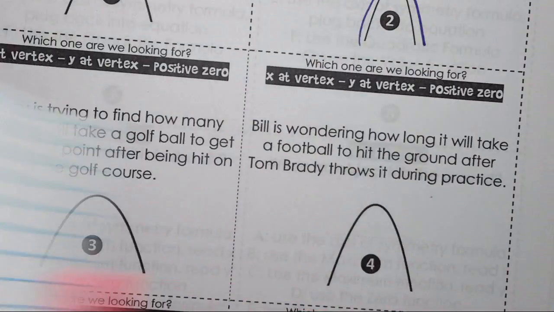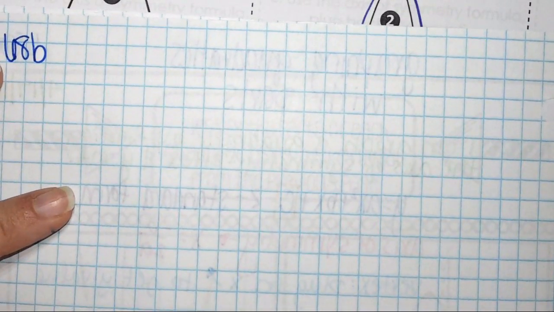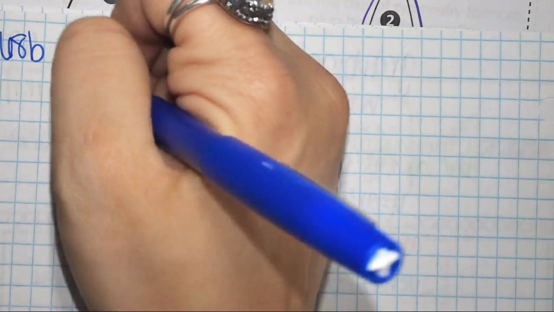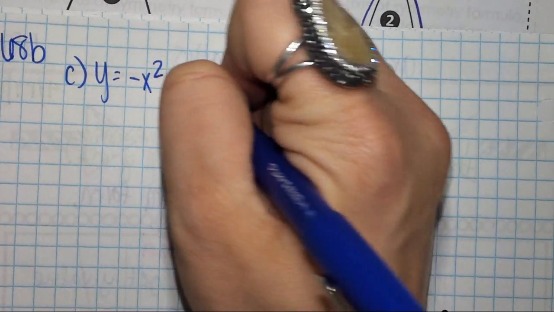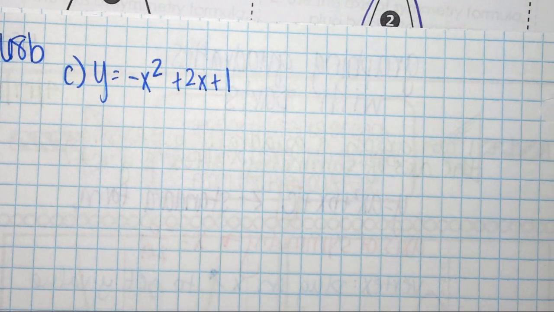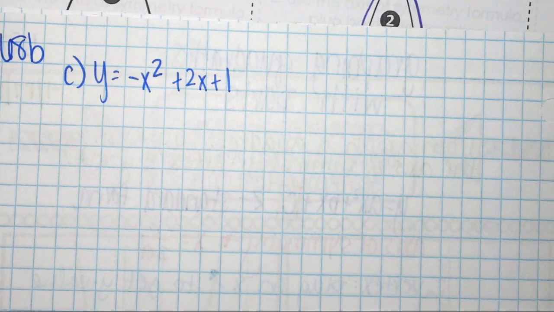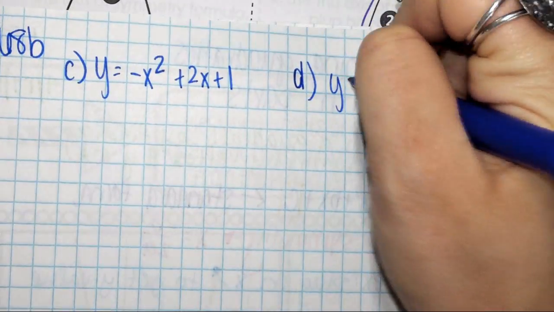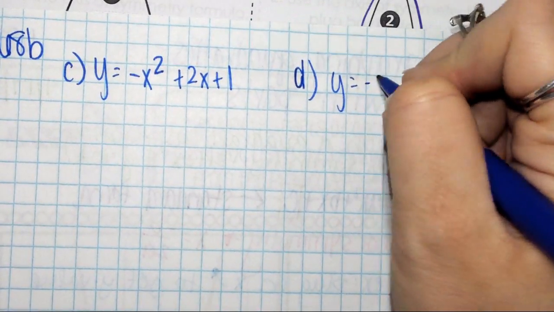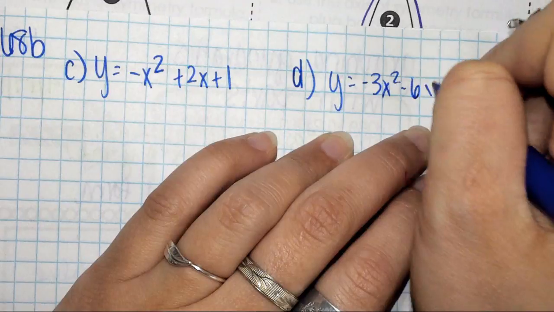2 homework problems for tonight. That is it. Isn't it exciting? All right, y equals negative x squared plus 2x plus 1. And your next one, I won't make us go too crazy. Problem D, y equals negative 3x squared minus 6x plus 7.